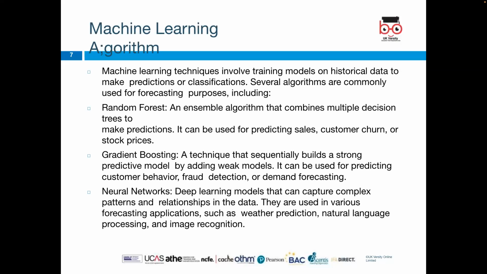We also have gradient boosting. This is a technique that sequentially builds a strong predictive model by adding weak models. It can be used for predicting customer behavior, fraud detection, or demand forecasting. We have neural networks, deep learning models that can capture complex patterns and relationships in the data. They are used in various forecasting applications, such as weather prediction, natural language processing, and image recognition.